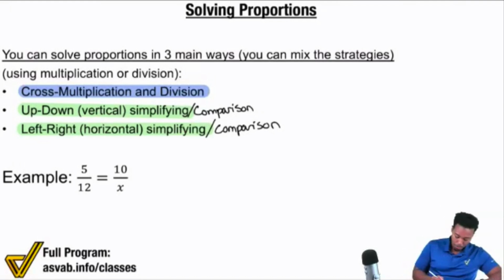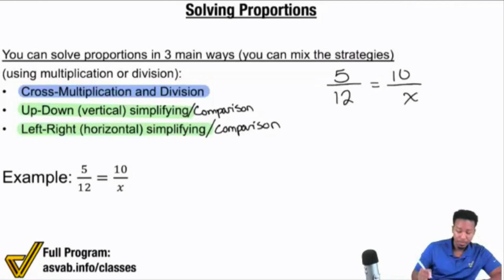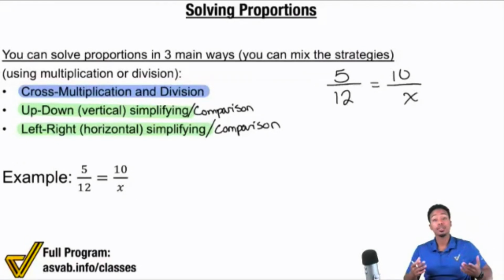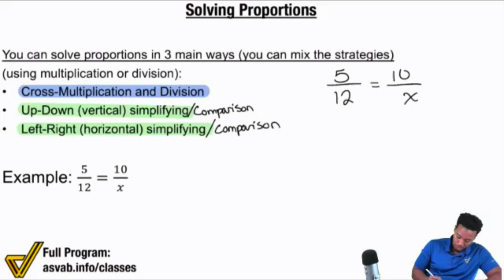So let me repeat the problem that we see right there for those of us that might not be able to see it. We have 5 over 12 equals 10 over x. So let's go ahead here and let's pretend to be ignorant. Let's pretend that we only know the cross multiplication and division. Let's pretend for a moment. Follow along. I got you. So if I cross multiply, here's what's going to happen. We're going to have 5 multiplied by x.